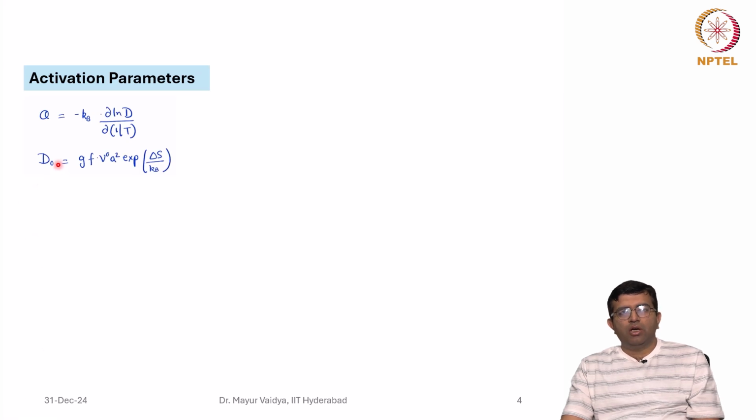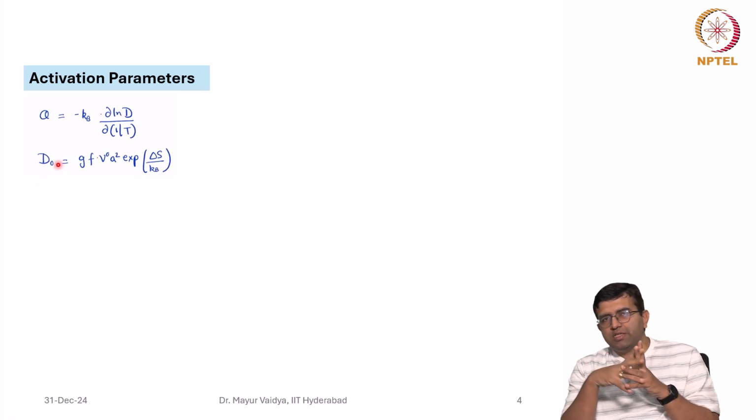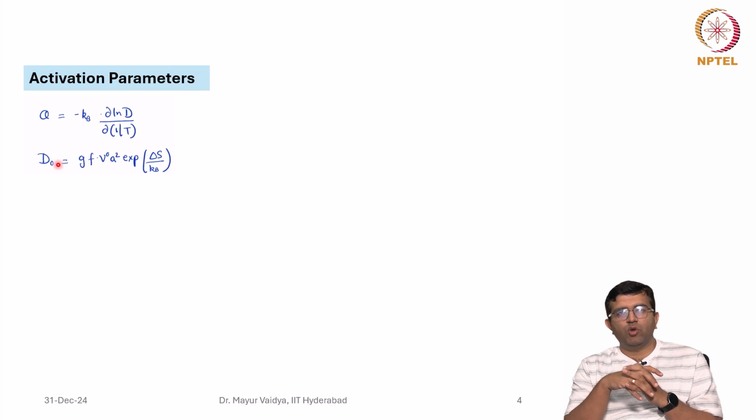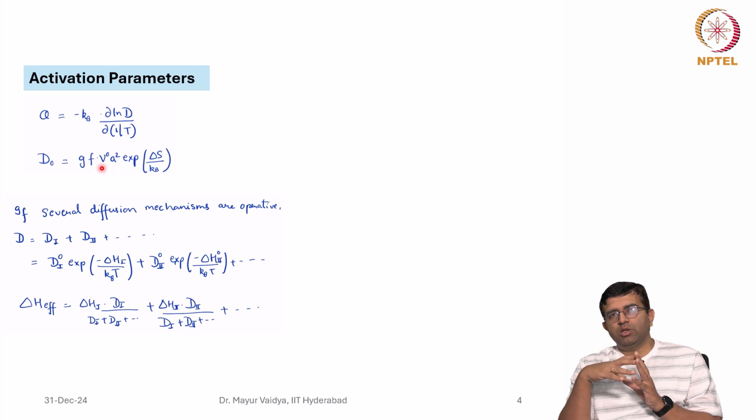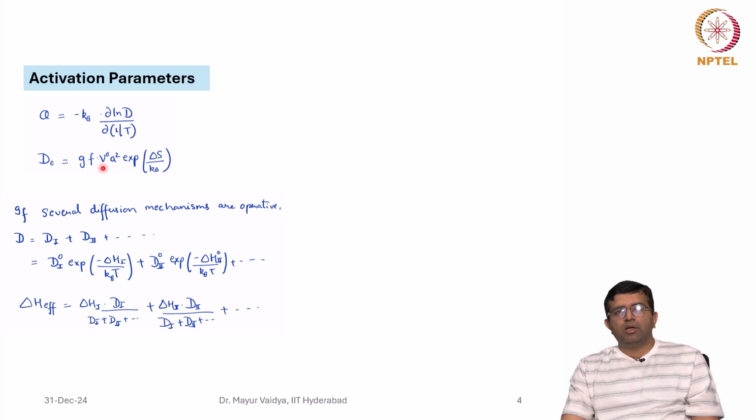Whereas D naught, we have seen when we discussed the mechanisms of diffusion, can be written as G into F into nu naught a squared exponential delta S by Kb, where G is a geometric factor, F is a correlation factor, nu naught is an attempt frequency, which is almost equal to the Debye frequency, a is the lattice parameter, and delta S is the diffusion entropy.